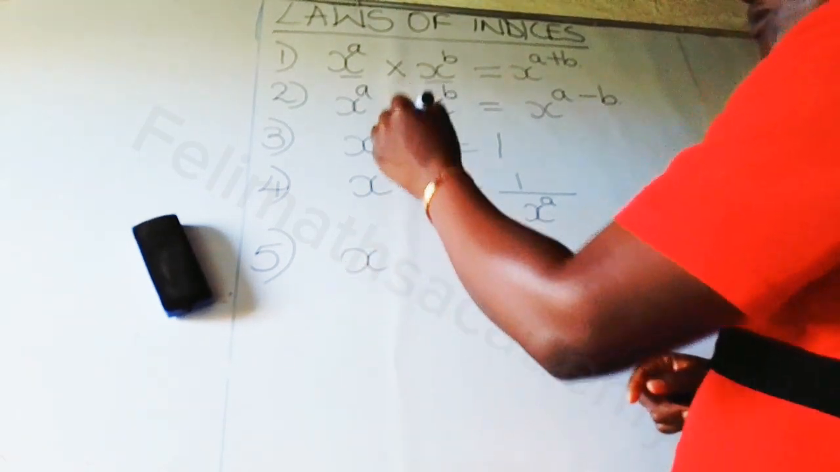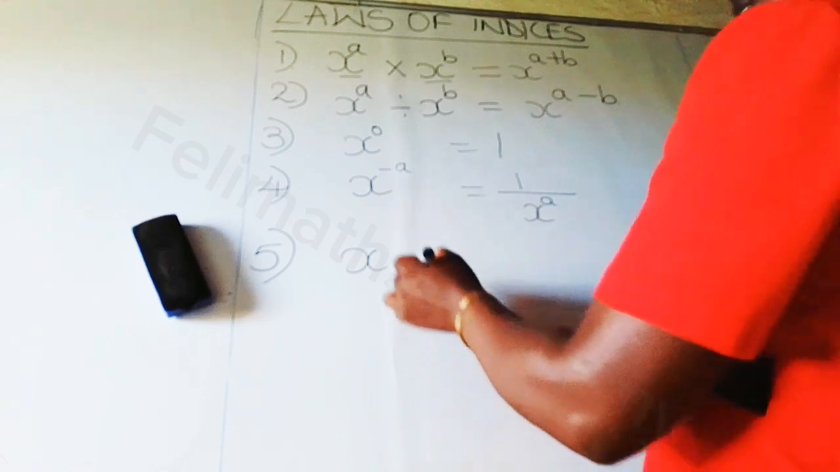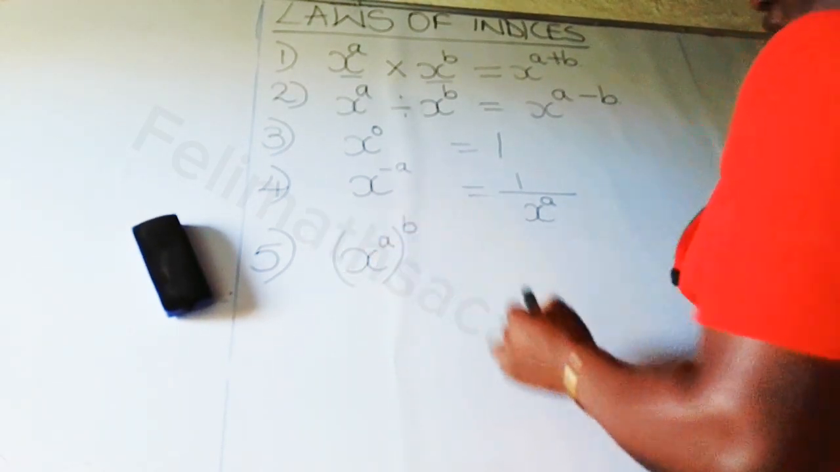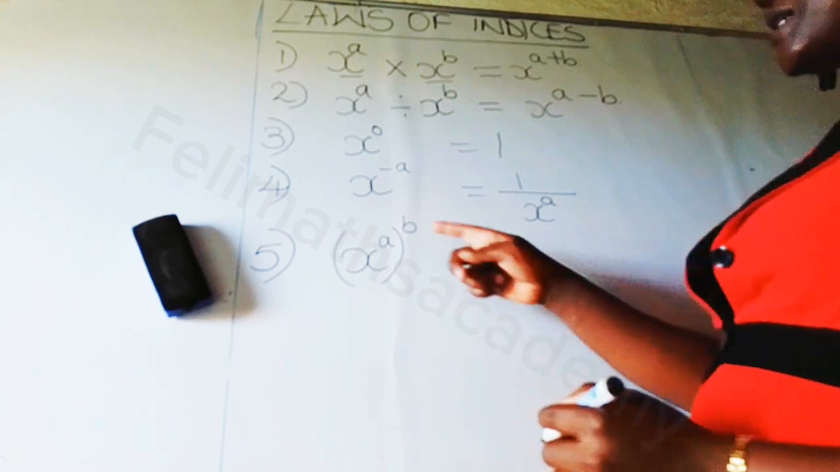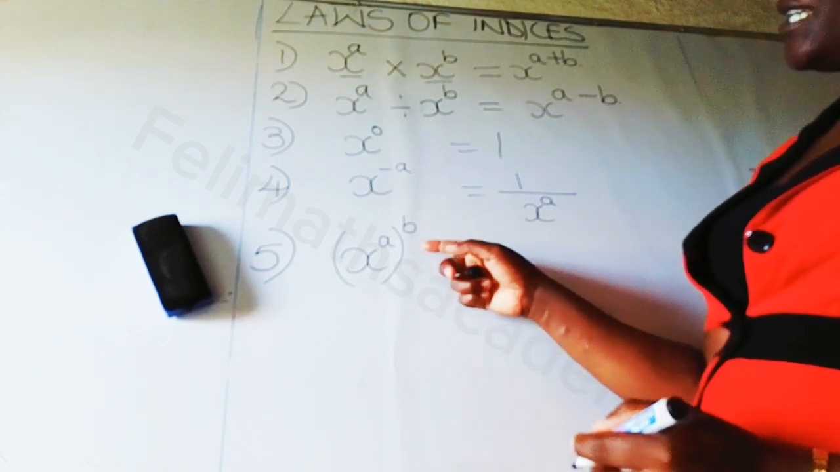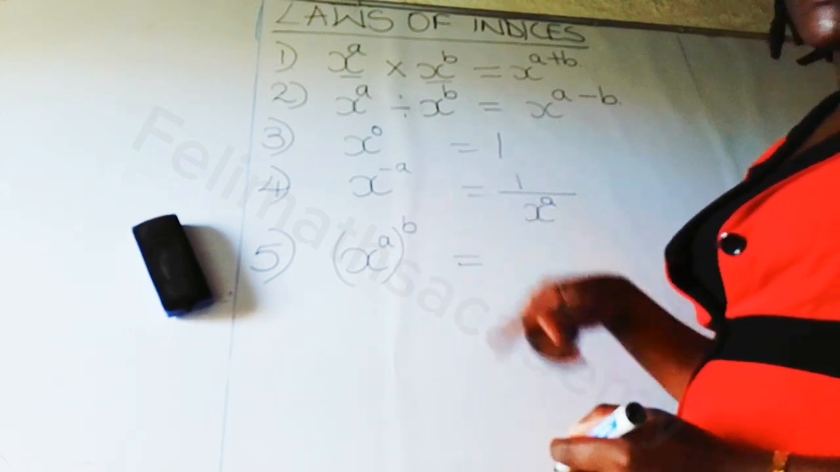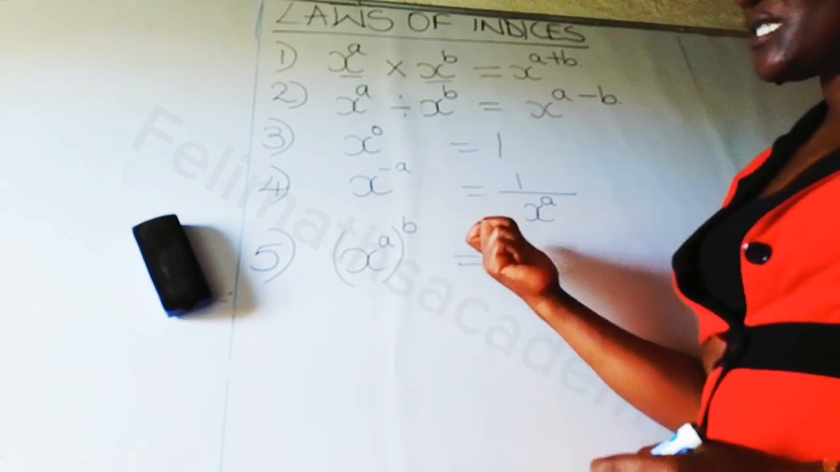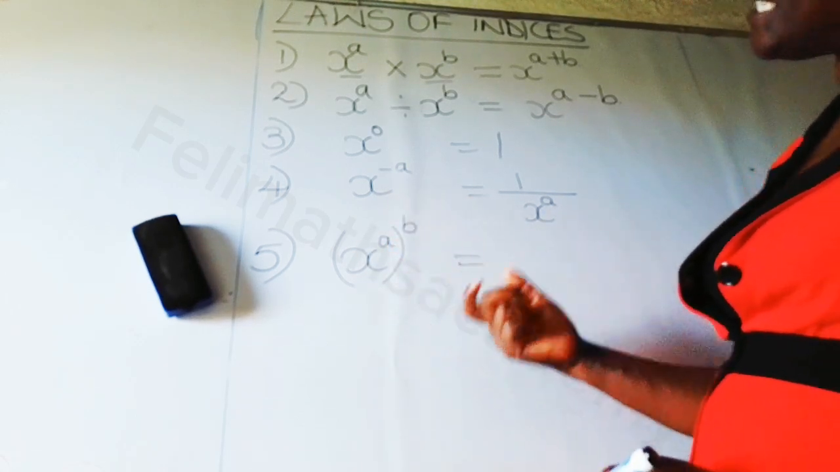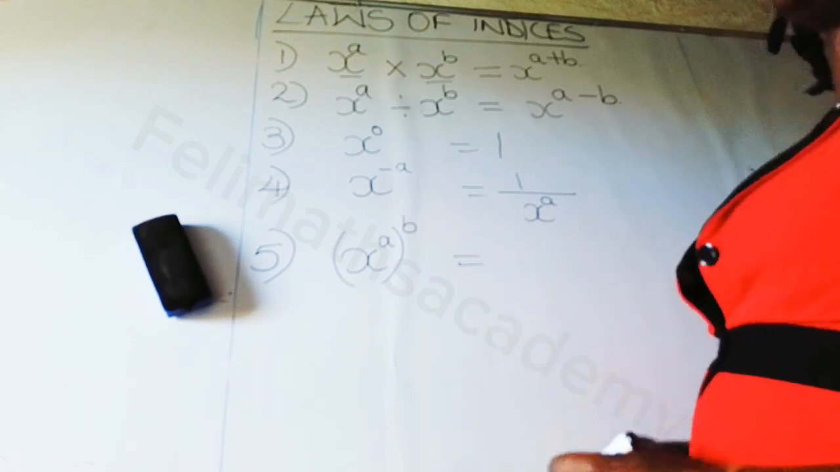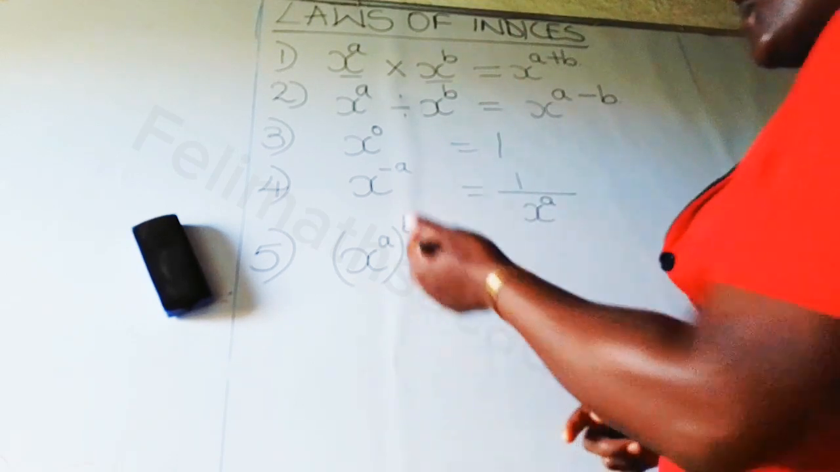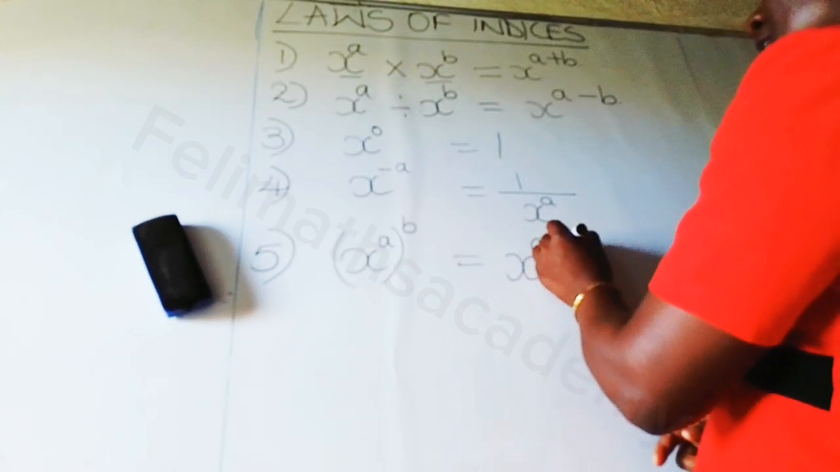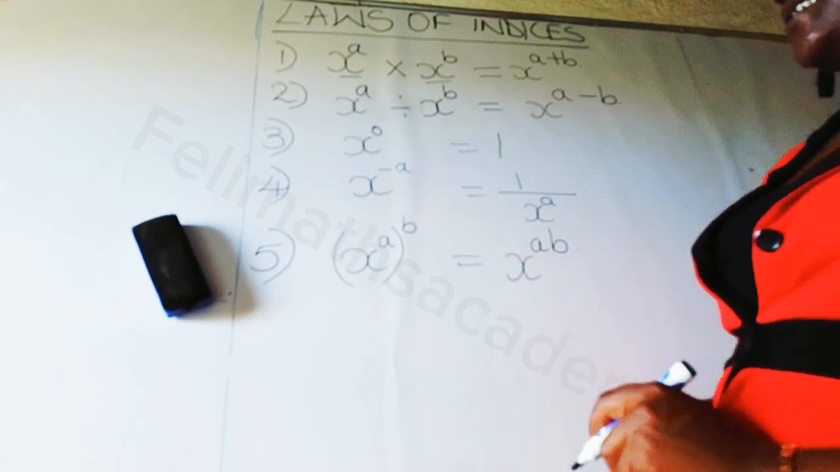Then the fifth law, that's product of indices. x to the power a raised to the power b. We have double powers there, the first power and the second power. So we are raising x to the power a, and then that x to the power a is raised to the power b. So this simplifies to x to the power a b.